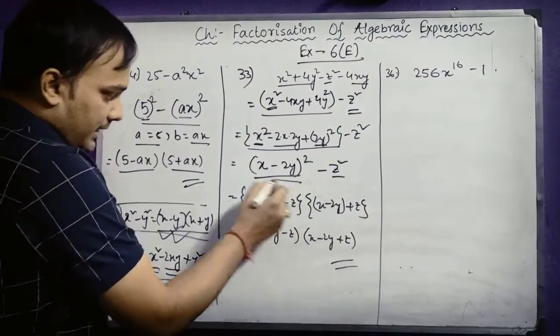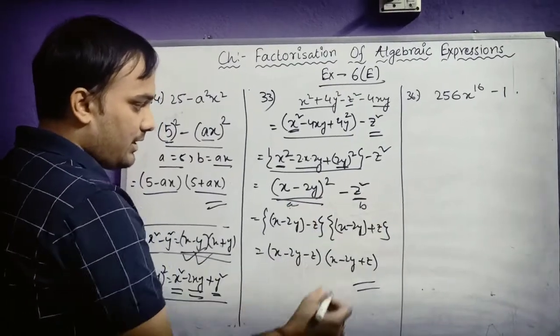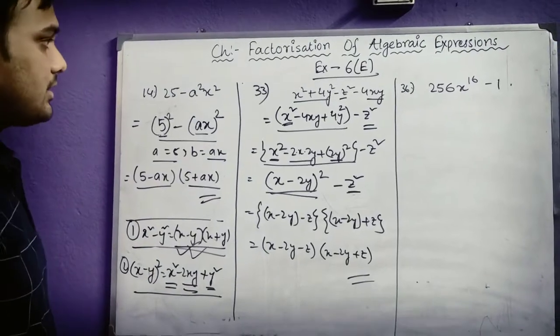This complete bracket is behaving like a and this is behaving like b. A square minus b square. That means you will apply a minus b into a plus b. You will definitely get the answer.